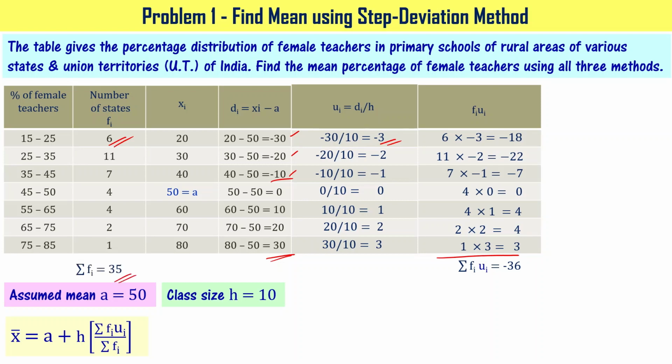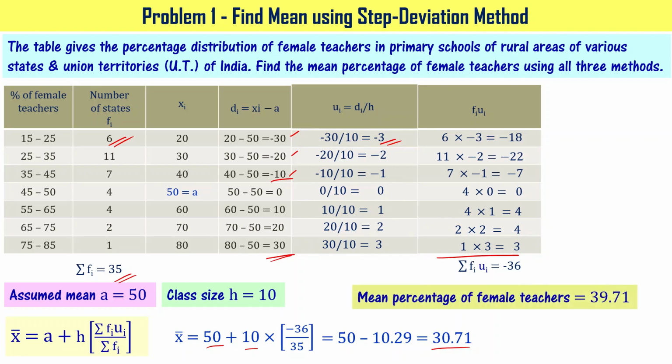Let's substitute these values into the formula. When you substitute, x bar is going to be 50 plus 10 times minus 36 divided by 35, right? When you simplify it, you get the answer as 30.71. This is exactly what we got earlier also using the direct method and assumed mean method, right? Let's write it now. The mean percentage of female teachers is 39.71%, right?